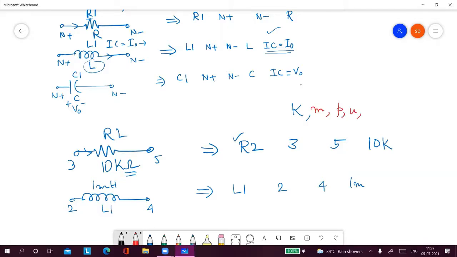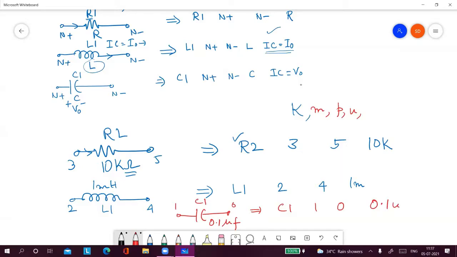So for example, you have a capacitor between nodes 1 and 0, and say its name is C1 and the value is 0.1 microfarad. For this capacitor, there is no initial charge. So here the SPICE statement will be C1 1 0 0.1u.